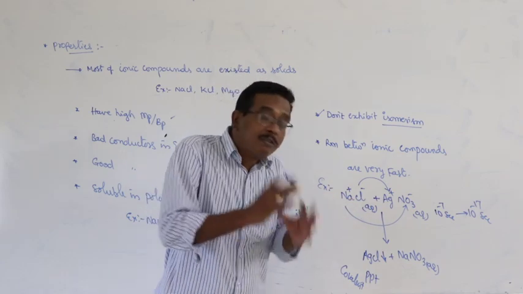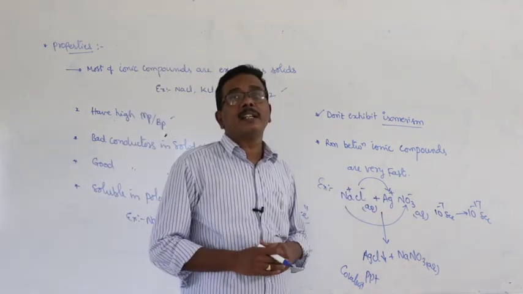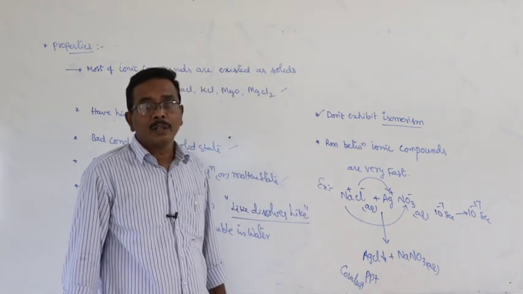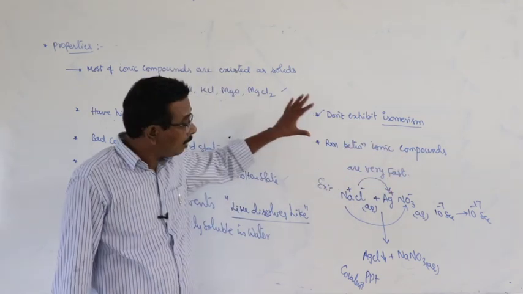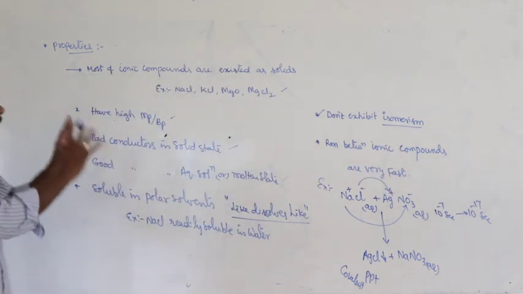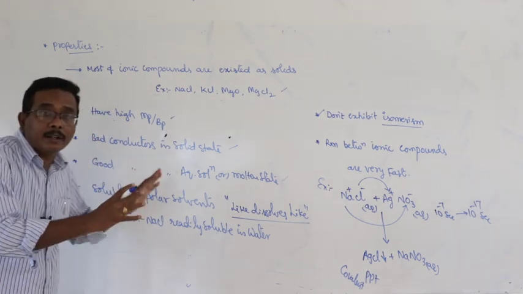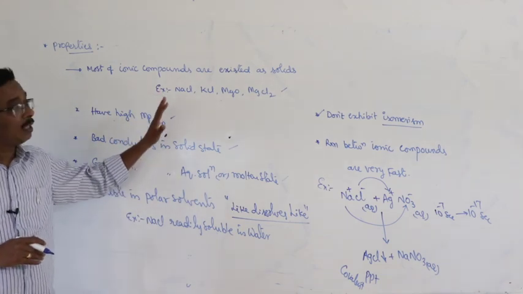Why? In aqueous solution, the ions move freely and interact with each other, and immediately cause the formation of the products. As a result, the reactions between ionic compounds are very fast. This is about the important properties of ionic compounds and crystal structures.